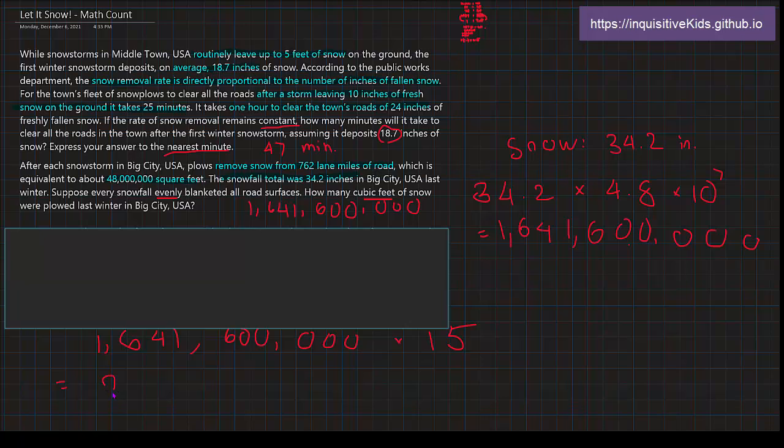Then you'll get 24,624,000,000 and then 6 zeros. So there we go. That's our answer, right? That's how many tons of snow were plowed in Big City, USA last winter.